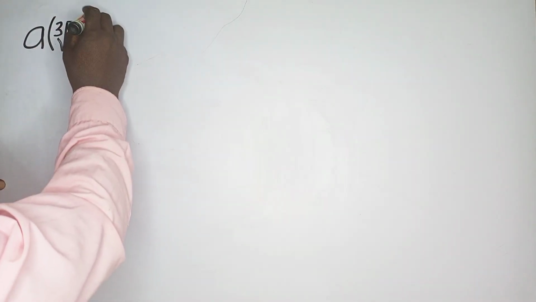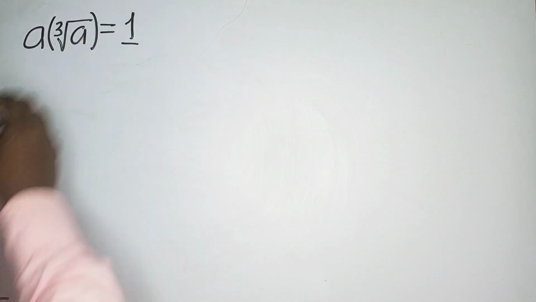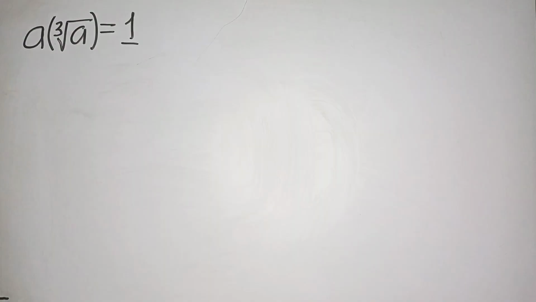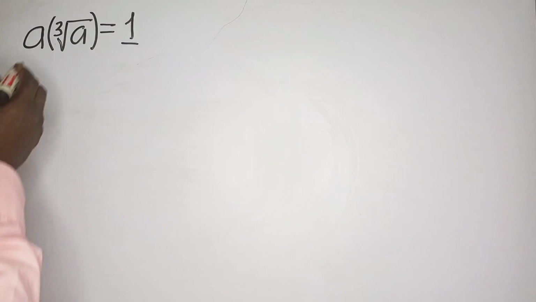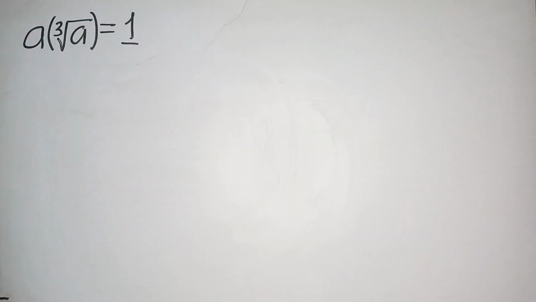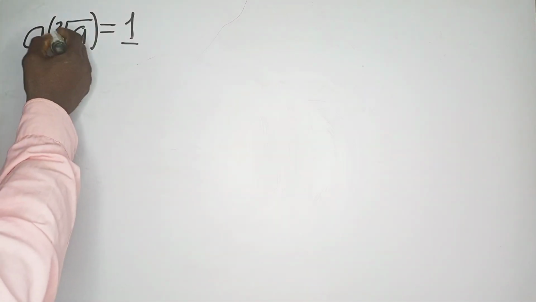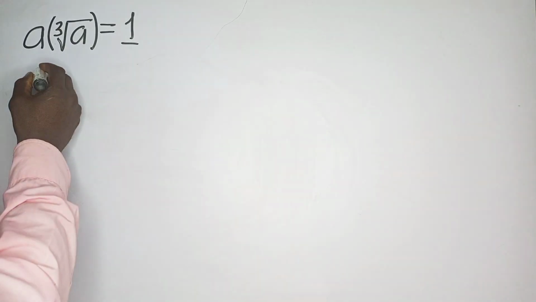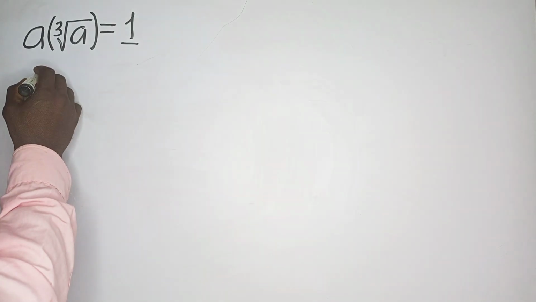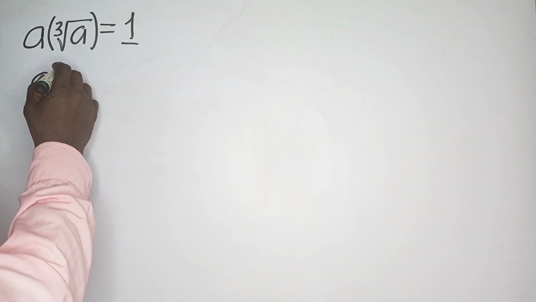We have a times the cube root of a is equal to 1. To find all the solutions, we want to get all the values of a for which this left hand side will give us 1. All the values, both real values and complex values. The first thing is to remove the cube root by carrying out the opposite operation. So let's watch carefully.